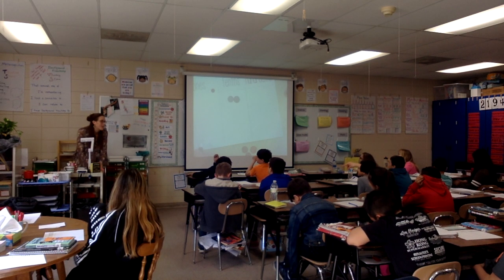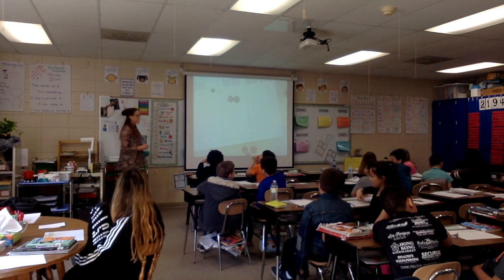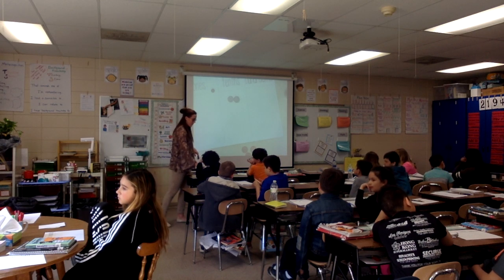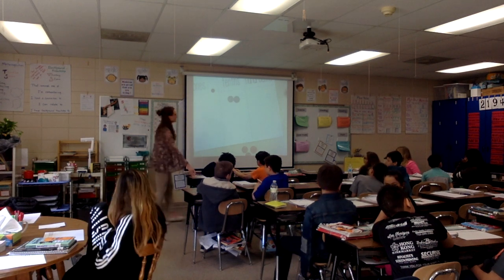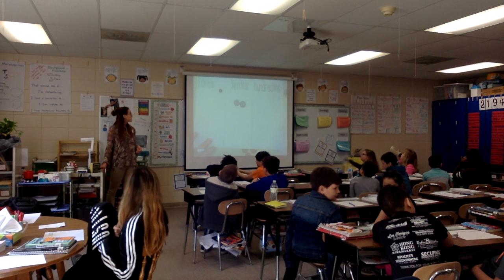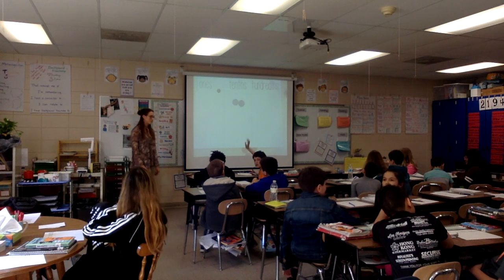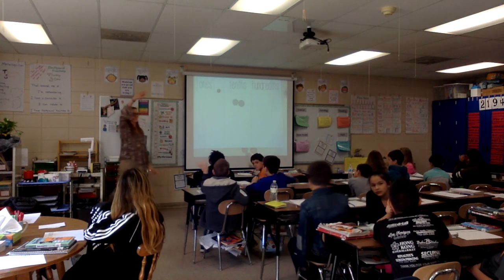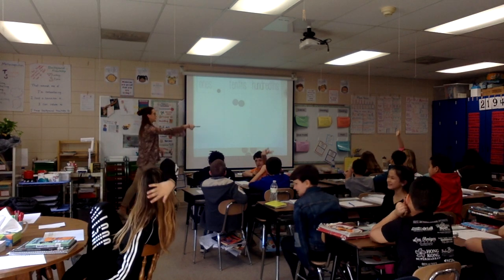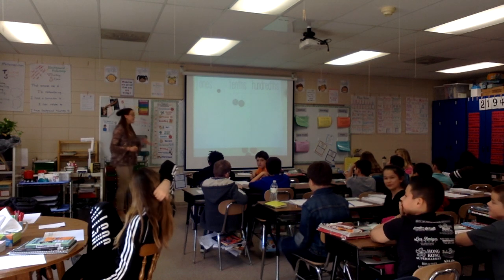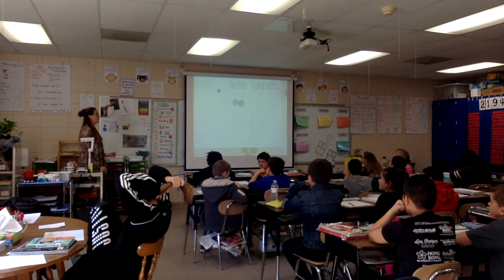Go ahead and talk to your partner about what you think the decimal for this is. If I have 2 dimes in the tens spot, what would I write? Can I ask someone from this first row to share out what they think? 2 tenths. That's correct, it does represent 2 tenths. But how would I represent this as a decimal?